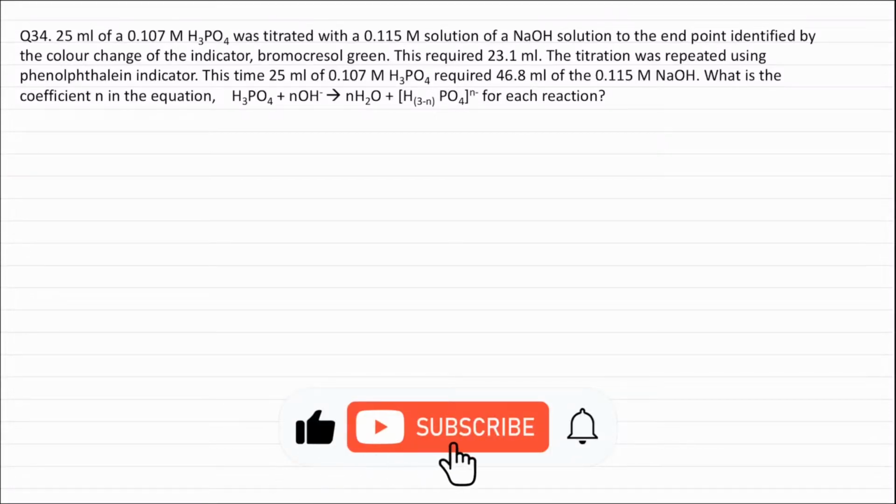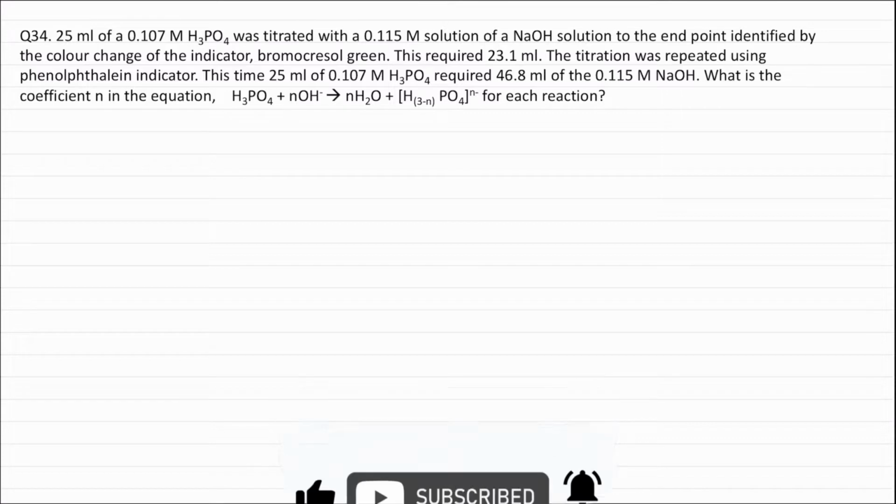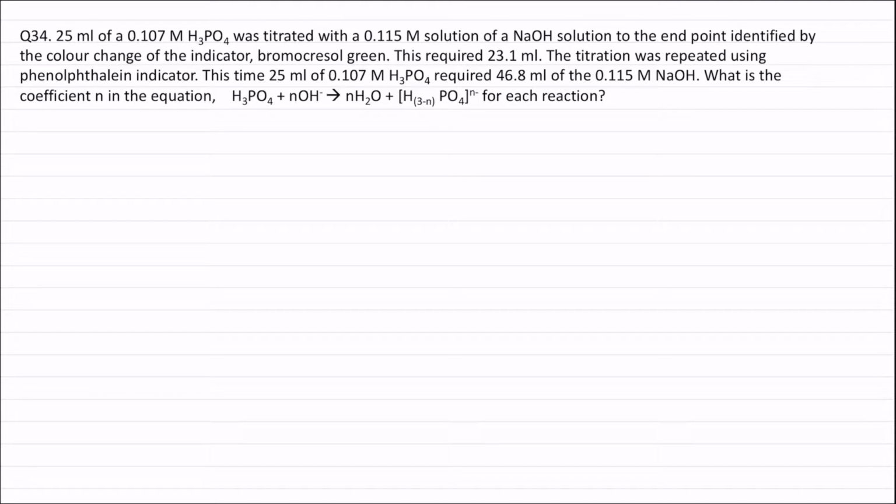Question 34. 25 milliliter of 0.107 M H3PO4 was titrated with a 0.11 M solution of NaOH to the endpoint identified by the color change of the indicator bromocresol green. This required 23.1 milliliter. The titration was repeated using phenolphthalein indicator. This time 25 milliliter of 0.107 M H3PO4 required 46.8 milliliter of the 0.115 M NaOH.